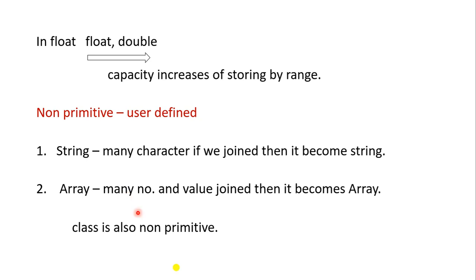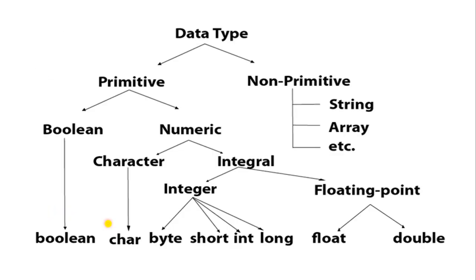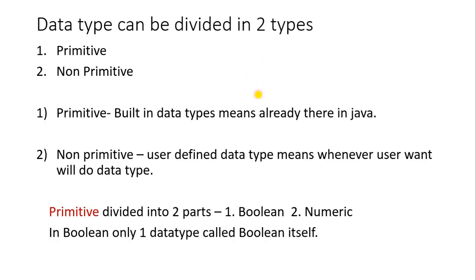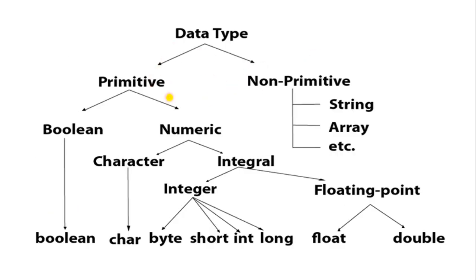We will see how it is used in the programming language Java. Another non-primitive, a user-defined data type, is class. A class we can also declare only by the user, so class is also a user-defined data type. I hope you have understood. By this diagram you can understand more clearly than this writing.